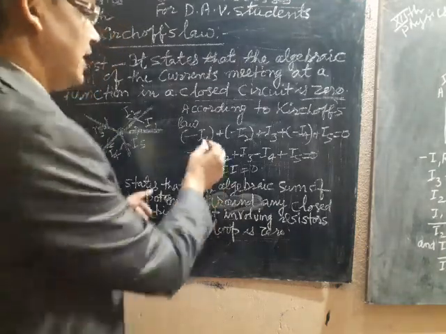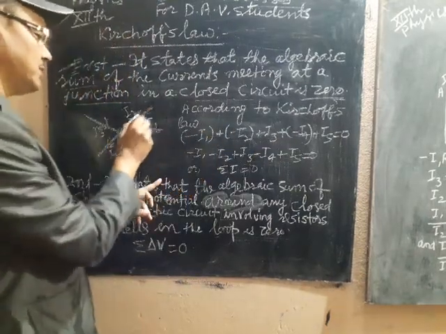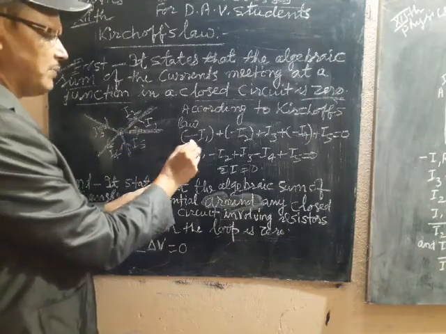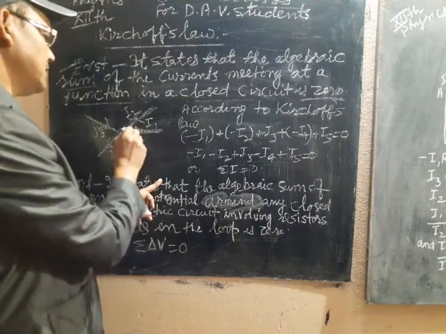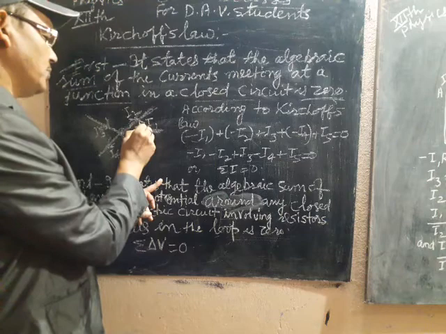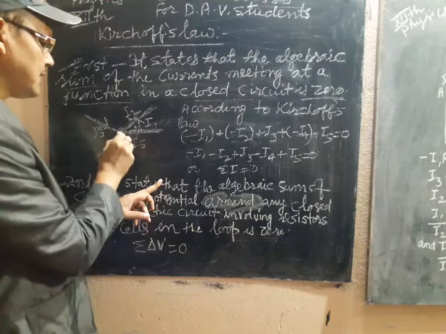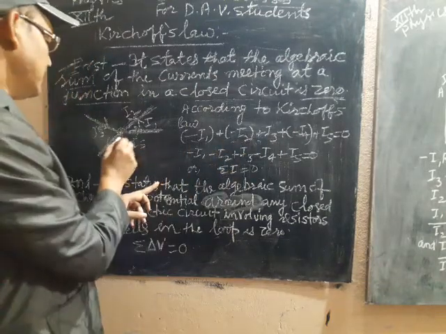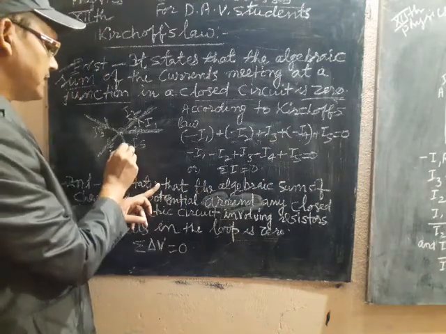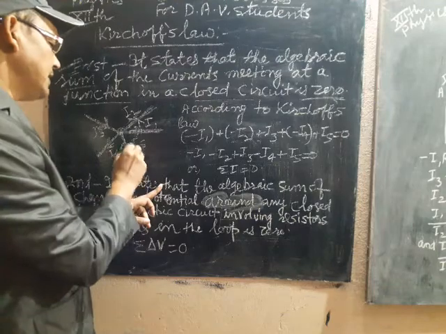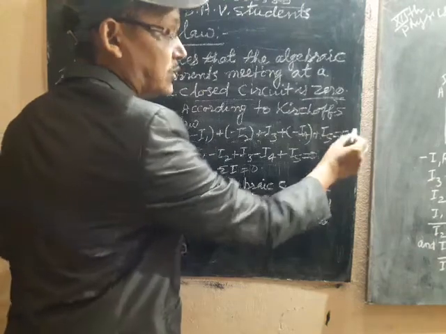It is an important thing. According to Kirchhoff's law, minus I1. I1 is going outside, so minus I1. This is I2. Here also current is going outside, so this will be minus I2. But in the case of I3, current is coming, so plus I3. In this case current is going outside, so minus I4, and I5. Here I have written this is I5, and current is coming on the junction, so plus I5 is equal to 0.